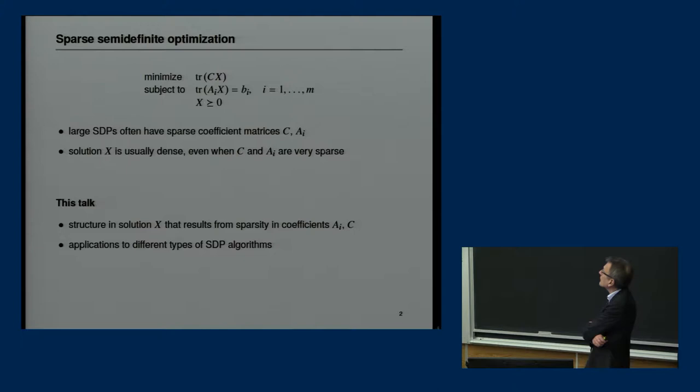So one property we try to exploit is that if you look at the problem, you have a dense matrix variable X, and you can distinguish two types of variables in the matrix X. There are entries in X that are important in the cost function and in the constraints. So the entries that are multiplied with non-zero coefficients in the constraints.